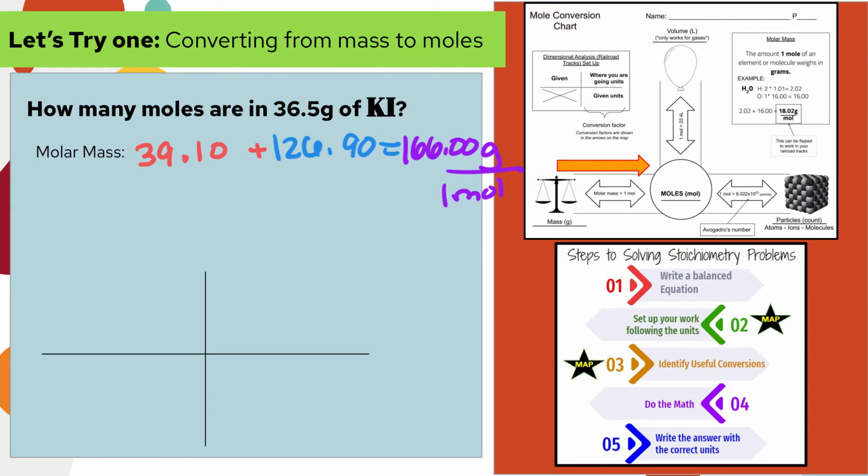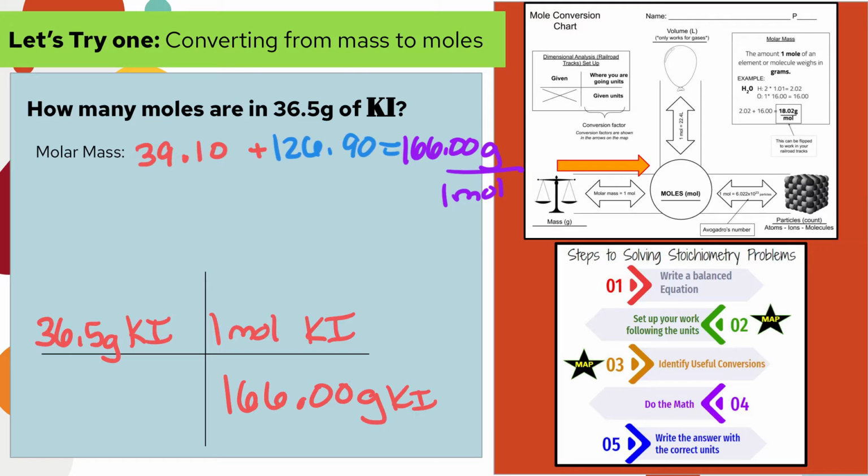So now I need to set up my railroad tracks. My railroad tracks look like this, except I'm going to change the color of the 1 mole KI. So when I calculate it, my grams will cancel, and I'm left with this problem. I have to do 36.5 times 1 divided by 166.00. To do that, my answer is 0.22 moles of KI.